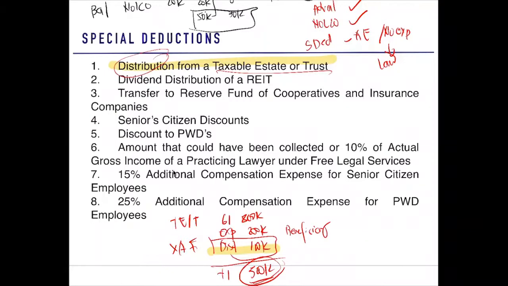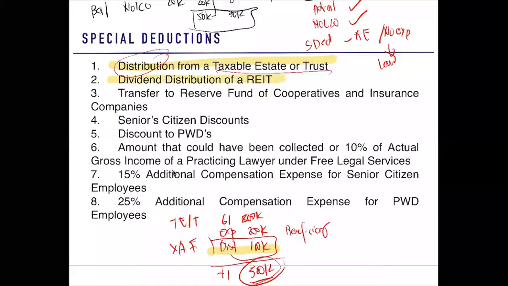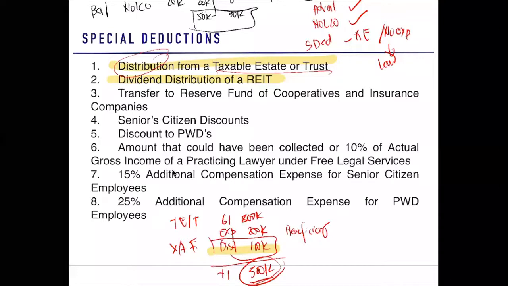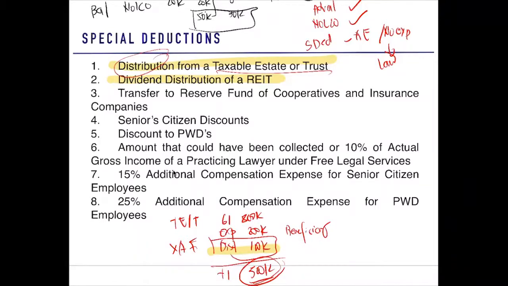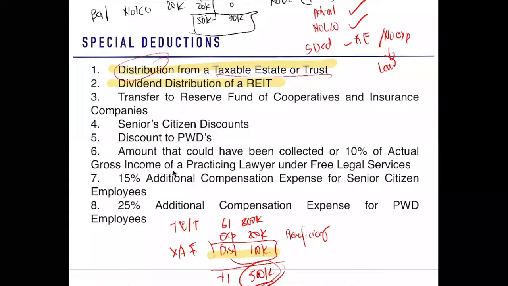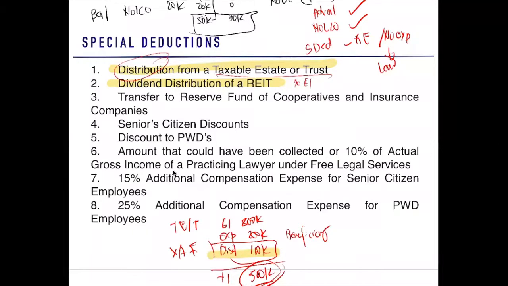Next type of deduction, under special deduction, we have your dividend distribution of a real estate investment trust. So if ever there is a real estate investment trust, again, a dividend distribution. Pag dividend, di ba, you have learned this one in your intermediate accounting, a dividend is not considered an expense. It is a reduction to your retained earnings. Now, if there is a dividend distribution from one company to another, and this company is REIT, then the distribution, even though it's not an expense, you can still deduct it.